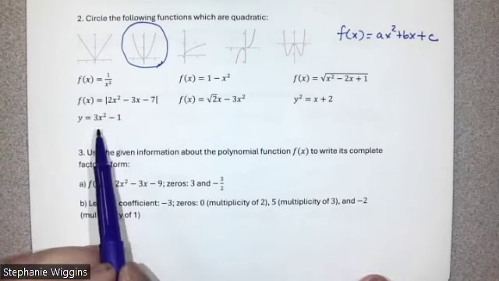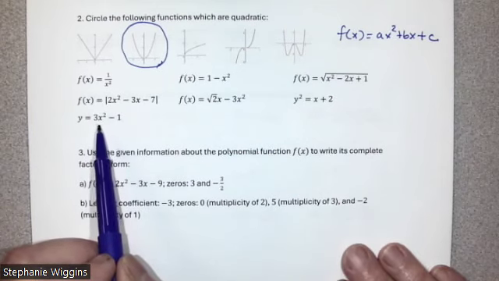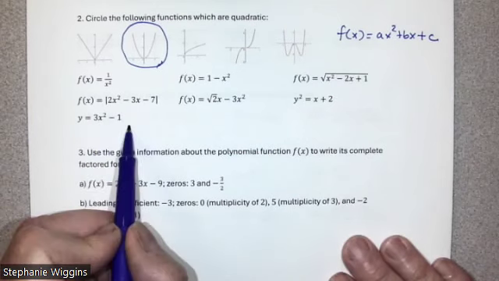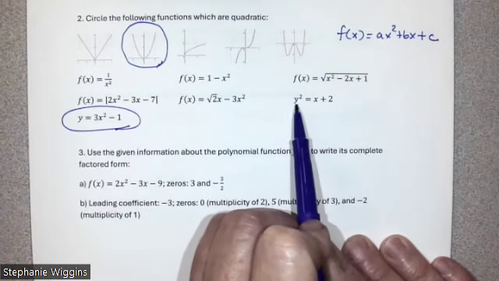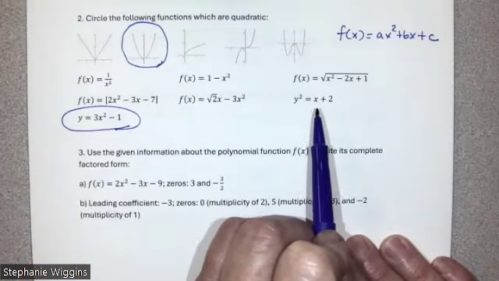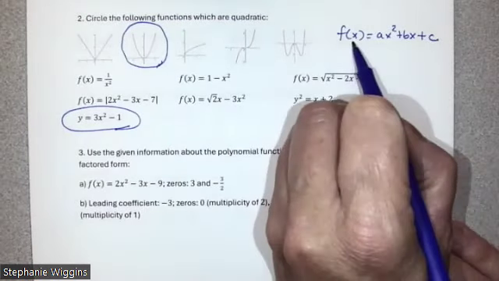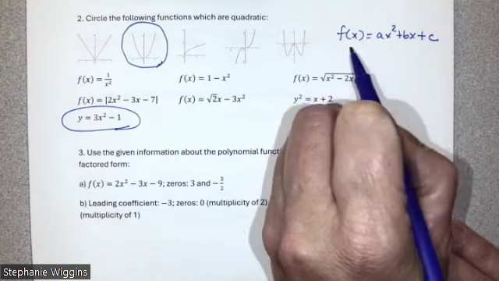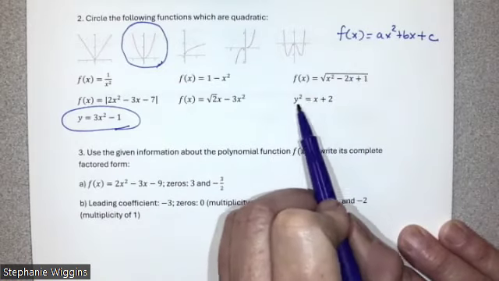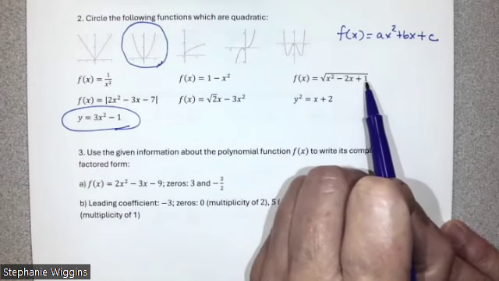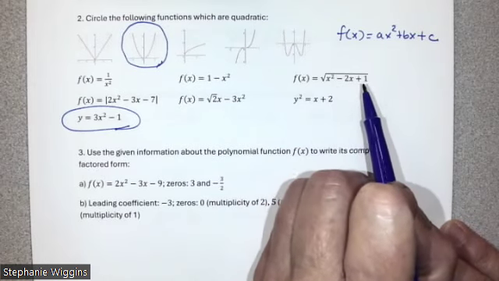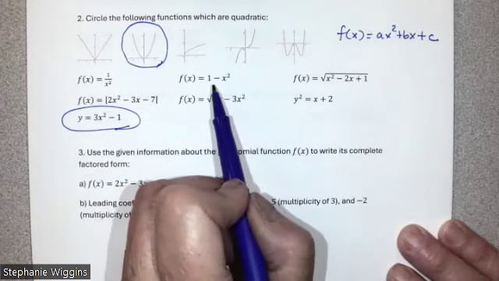And here we're missing the middle term. B is 0, but that still is a quadratic function. Here we have a square on the y. It's got to be f of x. If you replace that with y, there's not going to be a square. So this is not quadratic. Here we have a radical, and we have a quadratic function under the radical, but the result is not quadratic.